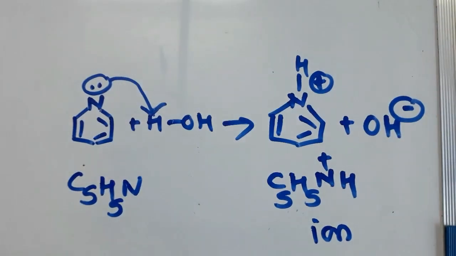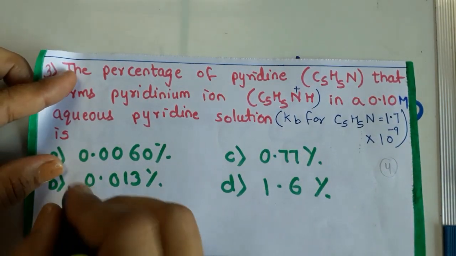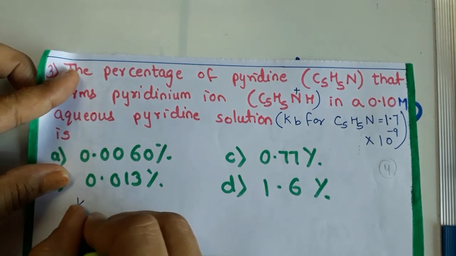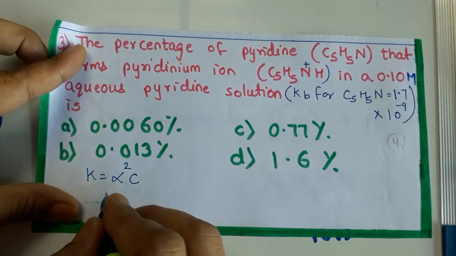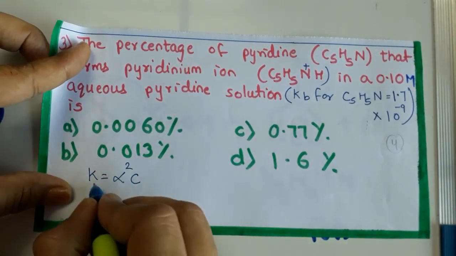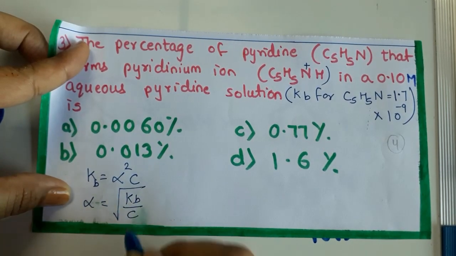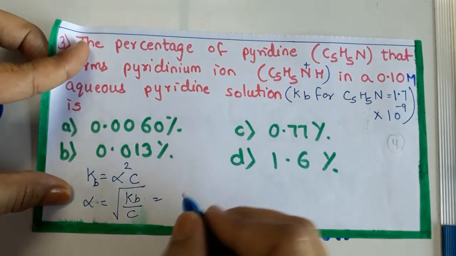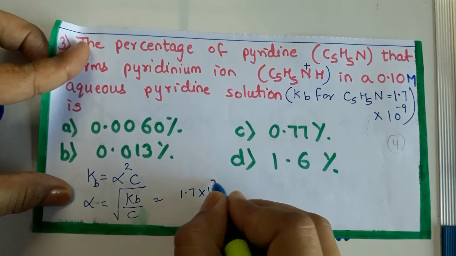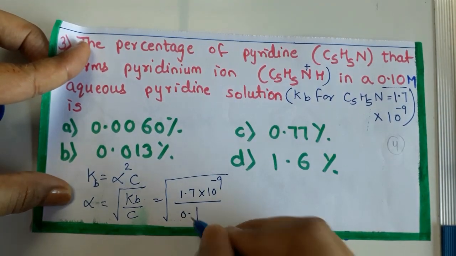So first we are going to find out its degree of dissociation. They have given Kb. We know the formula that K is equal to alpha square C. Because it is a base, I would write Kb. So alpha is equal to square root of Kb upon C. Now what is the value of Kb, students? It is 1.7 into 10 raised to minus 9 upon the concentration value, 0.1.